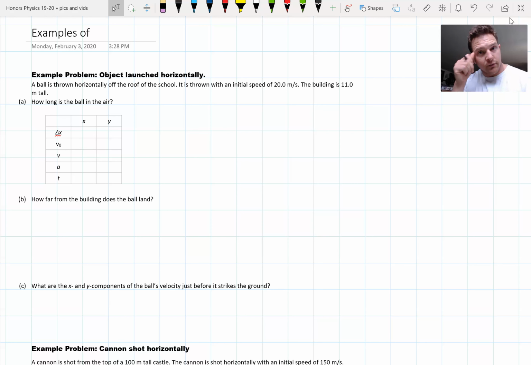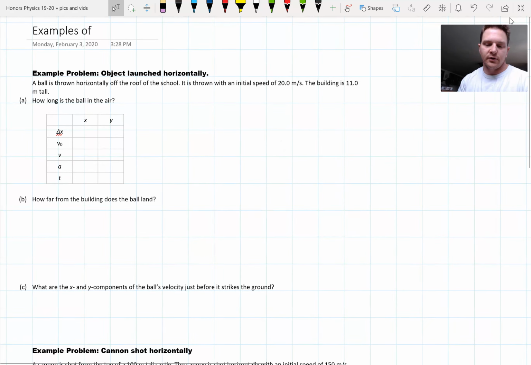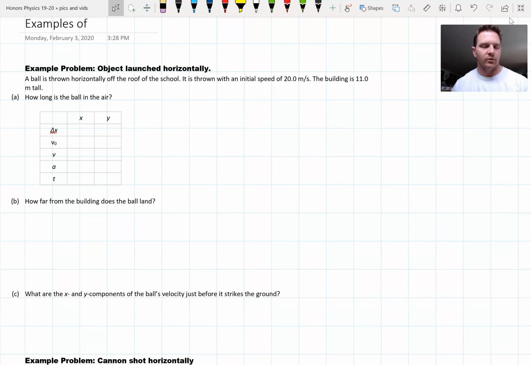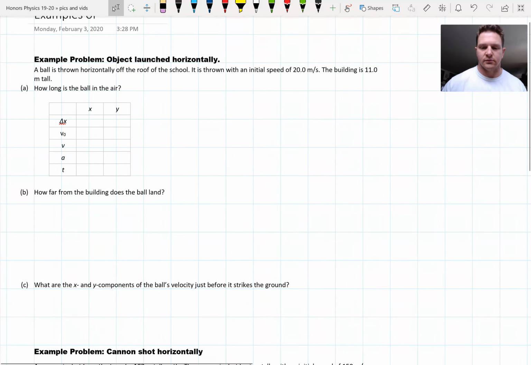On this one, we're going over when something gets launched horizontally. So instead of something being dropped, we're talking about a horizontal projectile. There are a couple key things that we always want to talk about. Same process as everything that we've been doing. Let's just see how it goes.